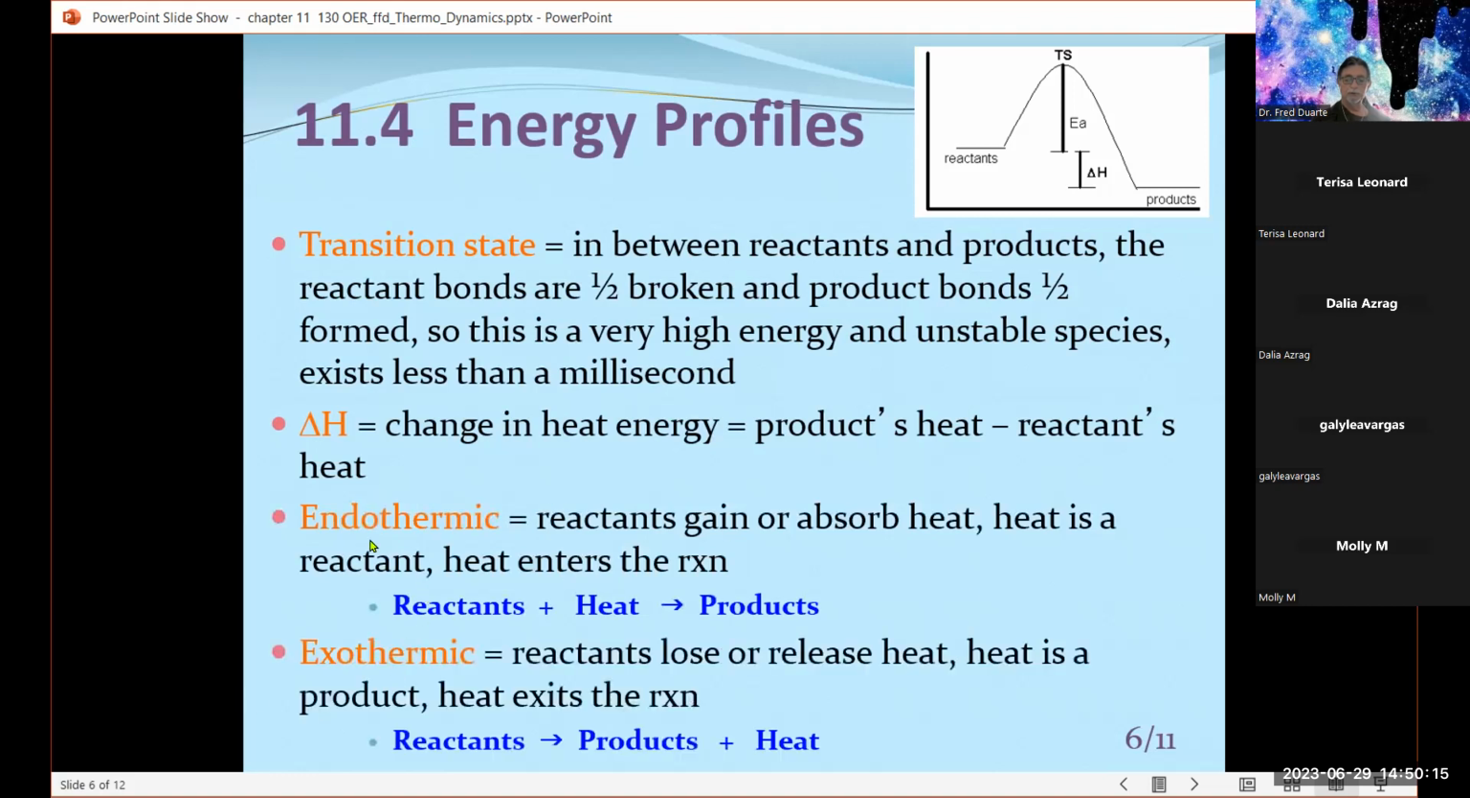Exothermic. If you recall, when we talked about endothermic and exothermic, in the endothermic process, heat or energy is a reactant. It's taking energy from the environment. We end up with a cold reaction. And in exothermic, heat energy is given off. So we end up with a warm reaction, okay?